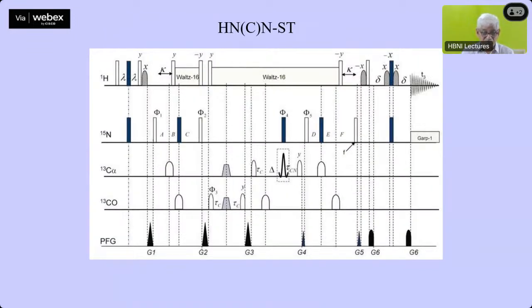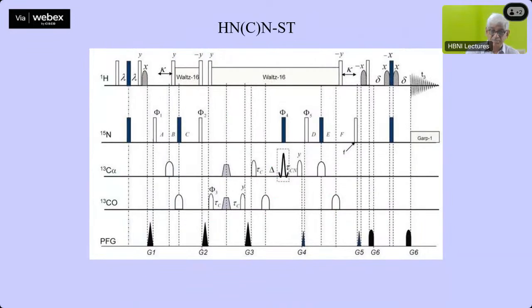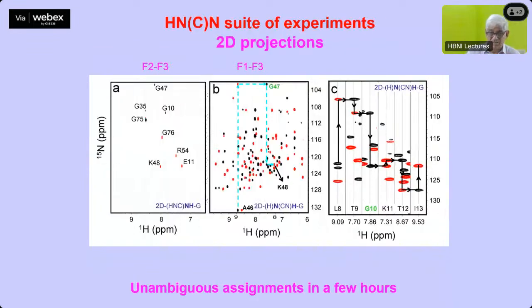This is the pulse sequence for that. For the HNCN-ST, this was HNN-ST, HNN and ST modification. Here is the pulse sequence for the HNCN-ST. You can modify, get serine threonine checkpoints here as well.